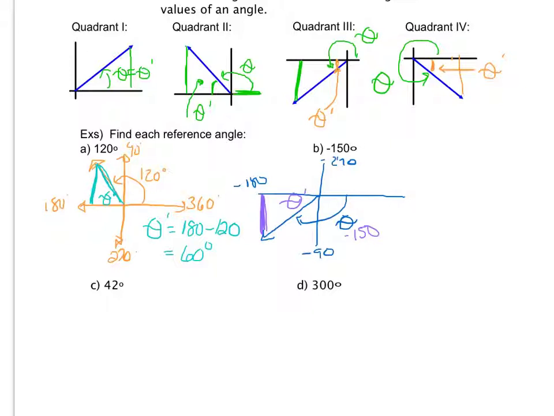Well, just like in example A, couldn't I say 180 minus this 150 is going to leave me with this small piece of interest? So I'm going to say here that theta reference is 180 minus 150, and I get 30 degrees. And that's going to be this theta reference angle here. Okay. Let's look at 2 more examples with this.